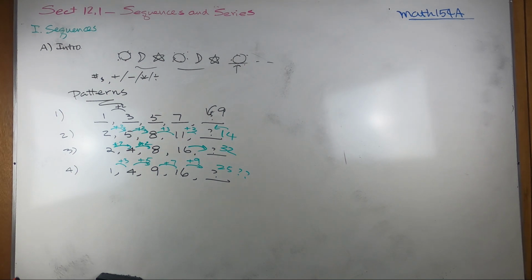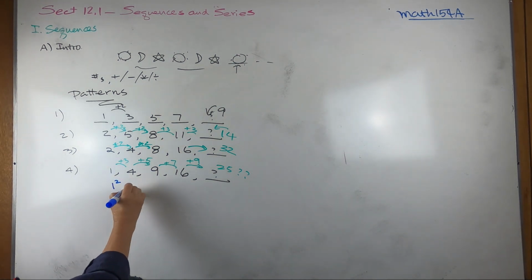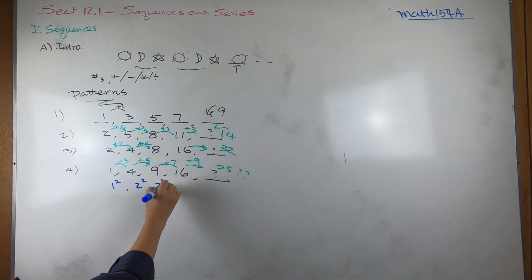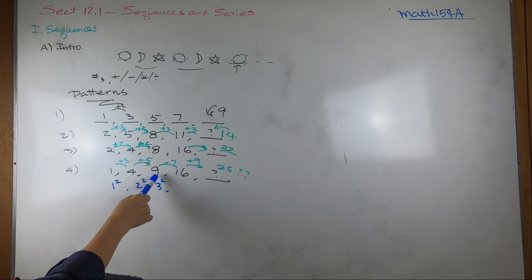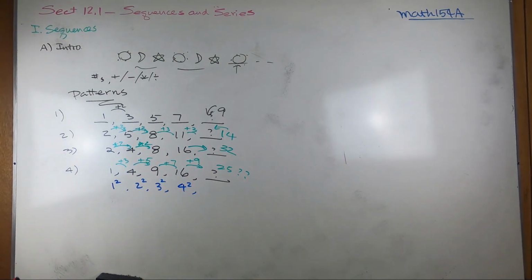Another way you can look at it as well, but you may not see it right away. You say, oh, this is 1 squared. This one would be 2 squared. This one would be 3 squared. Would that be right? It might be this pattern. So the next one will be 5 squared. You still end up with the same thing, 25. That's one way to look at it.